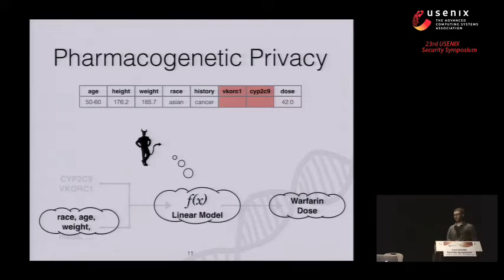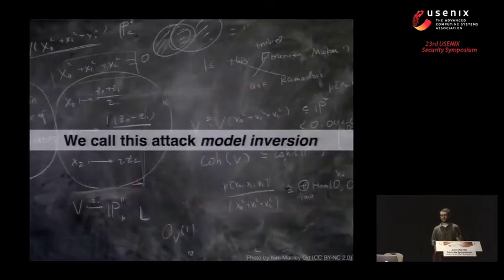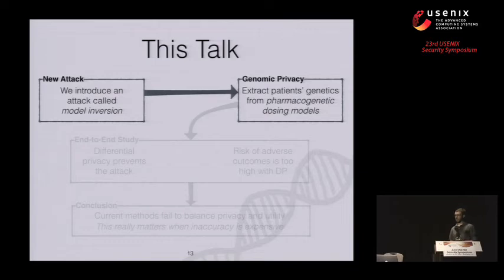And the idea in our attack is the adversary is going to use all this information about the patient to kind of run the model backwards and predict that sensitive genotype. And this is what we call model inversion. Okay, so now let's see how this attack actually works and how we apply that to violating genomic privacy.